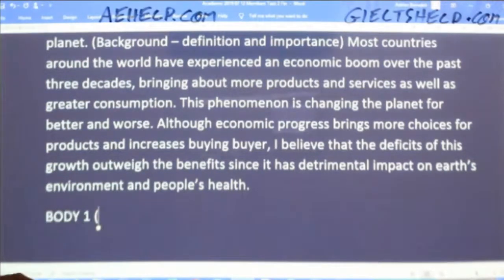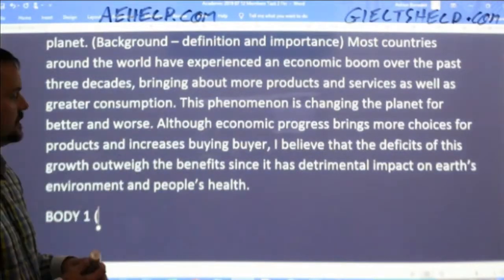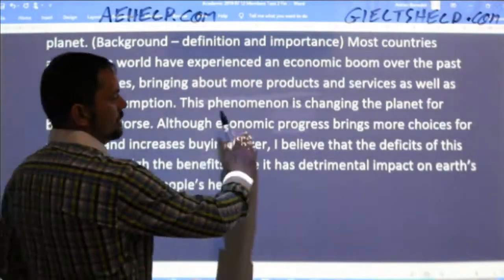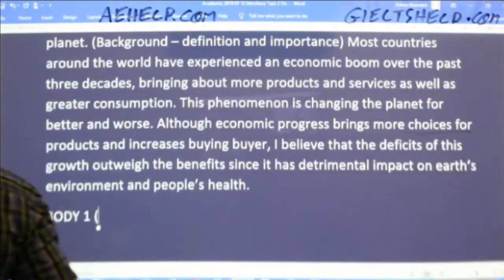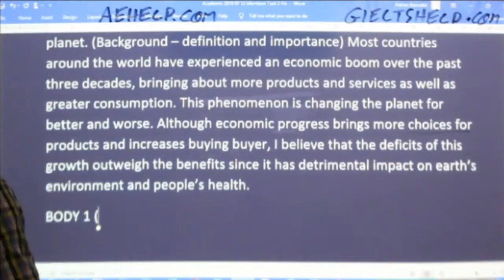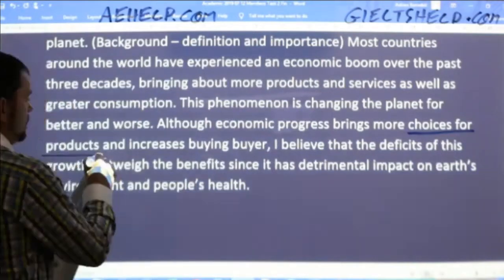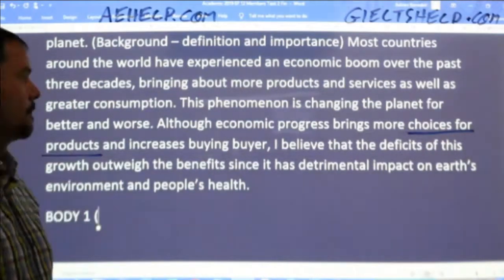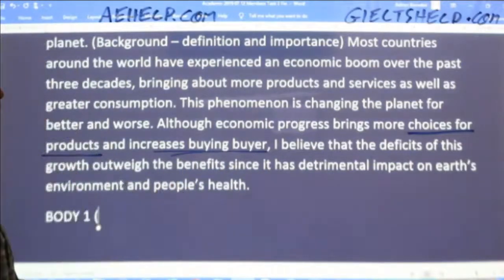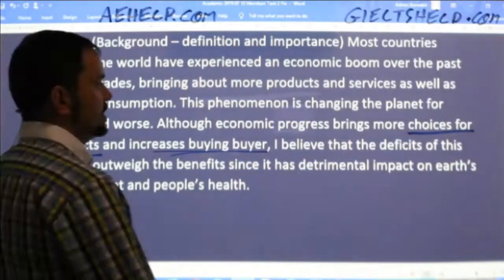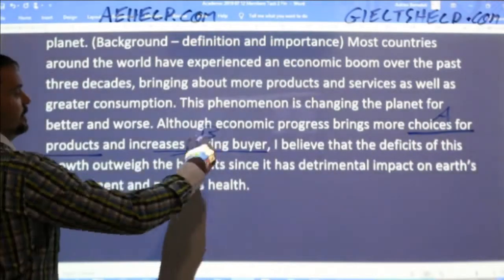When you have 2 points, have a close look at this thesis. Economic progress brings choices. Let me switch a marker here. Choices for products. And then we have increased buying power, so people can consume more. So let's call this A, and let's call this B here.